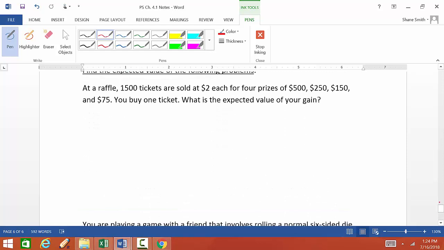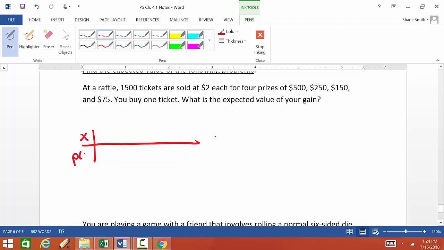So for example, if you have a raffle, let's say, and raffles are also a similar type of thing, but usually they're for fundraisers, but really raffles are just the same thing as lotteries. So at a raffle, 1,500 tickets are sold at $2 each for 4 prizes. We have a $500, $250, $150, and $75 prize, and we buy 1 ticket. What is the expected value of your gain?